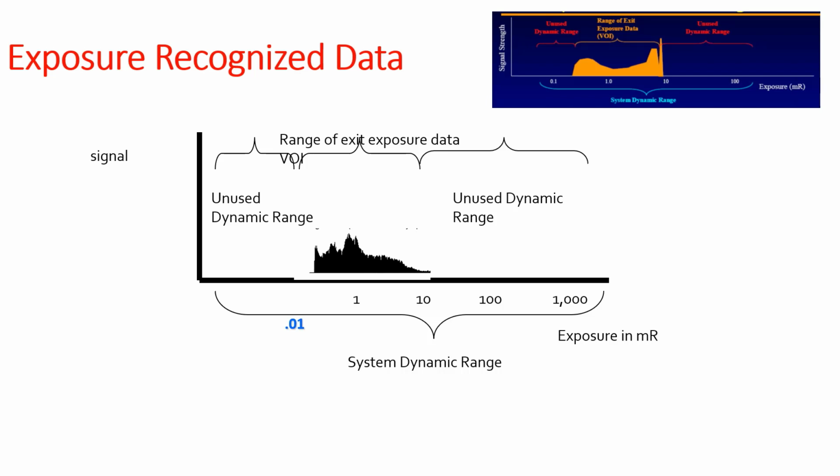The ionizing radiation creates a signal, and this signal has a wide range to it. There are portions of the signal that we do not use in medical imaging, and what we look at is the portion that we do use within the medical imaging parameter, and this is called dynamic range.